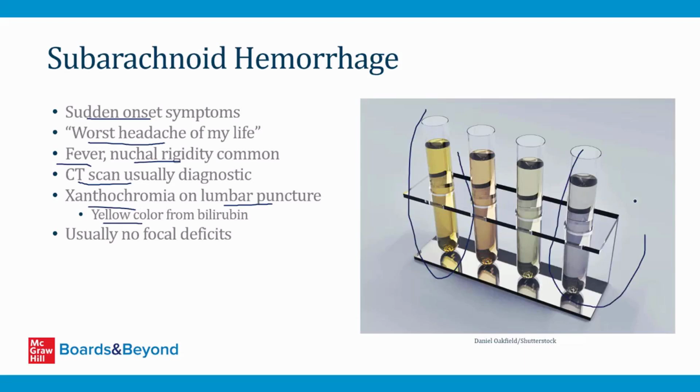CSF should be clear like this, but if it looks yellow like that, that's xanthochromia, and that's what you can see in patients who have a subarachnoid hemorrhage from blood entering the CSF. And usually there are no focal deficits. The main clinical feature is headache. Usually you don't see things like focal weakness or sensory loss.